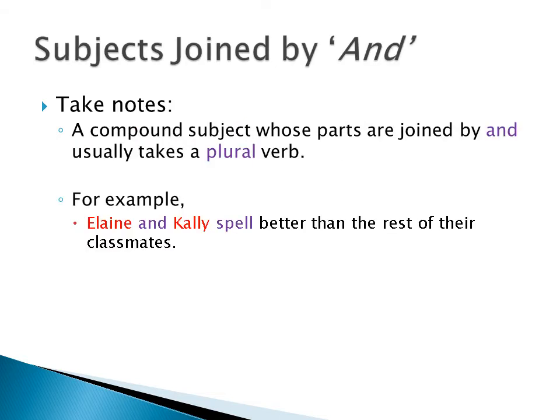Alright, so let's start with subjects joined by and. Take notes on this. A compound subject whose parts are joined by and usually takes a plural verb. For example, Elaine and Callie spell better than the rest of their classmates. Notice that spell works as a plural verb here because you have two subjects, meaning that's a plural subject. When you're done writing this down, go ahead and click play. Click pause if you need to now.